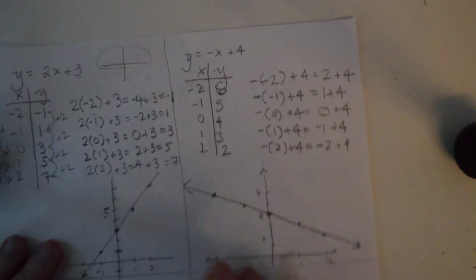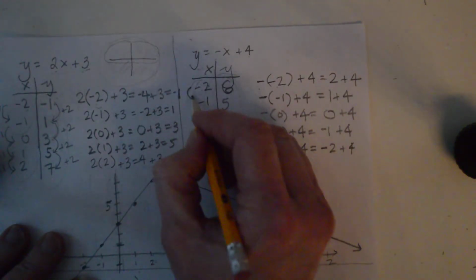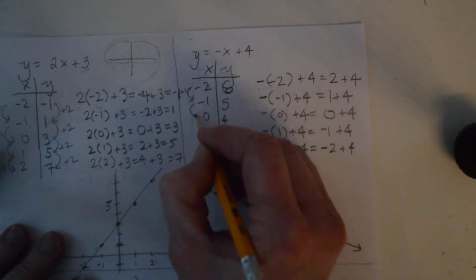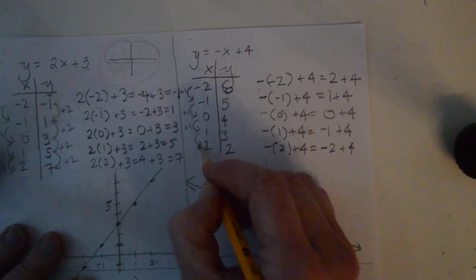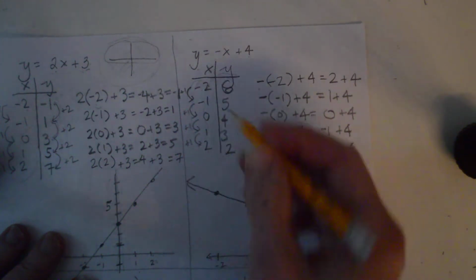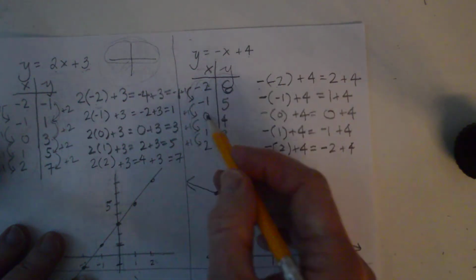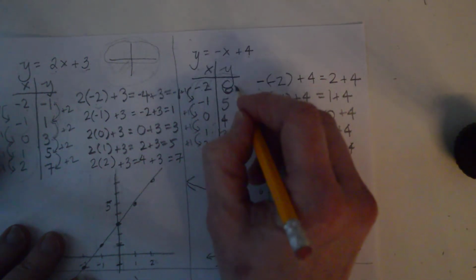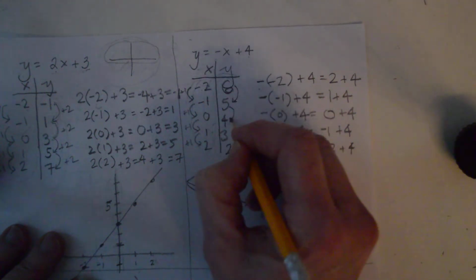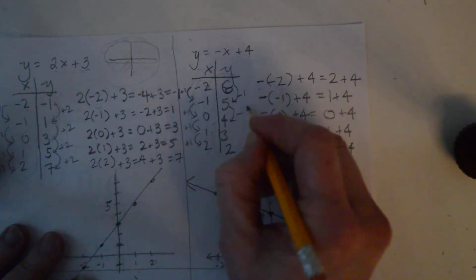All right? If we look at this one, every time we increase by 1, again, from -2 to -1, increase by 1. -1 to 0, increase by 1. 0 to 1, increase by 1. 1 to 2, increase by 1. Here, what was happening was we decreased by 1.